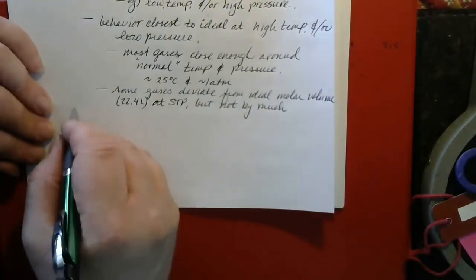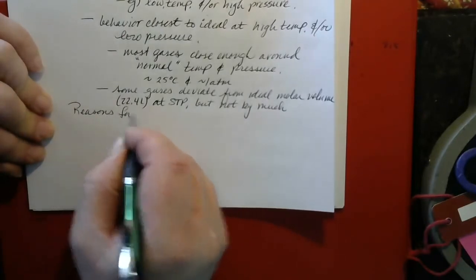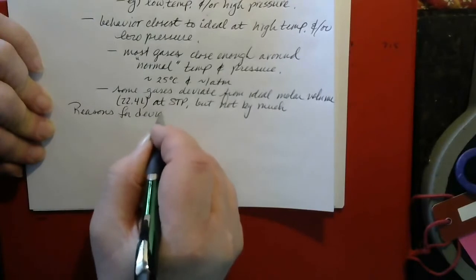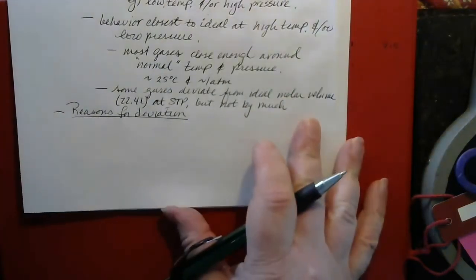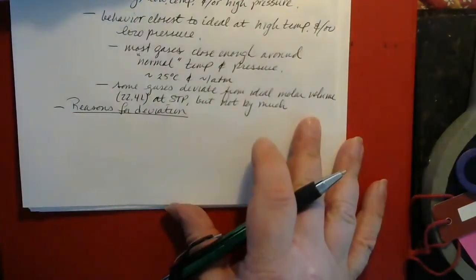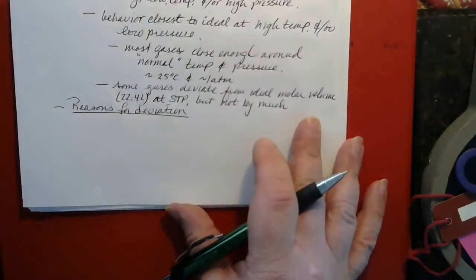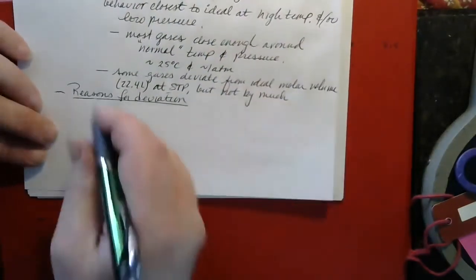Okay, the reasons for deviation from ideal behavior have to do with two things: the volume of the particles themselves and the fact that they actually can be attracted to each other under the right circumstances.